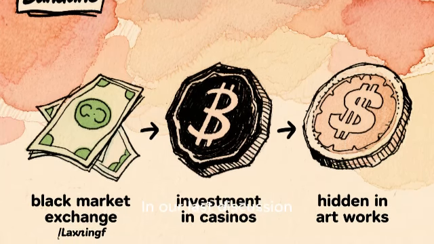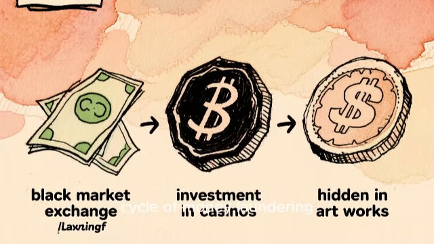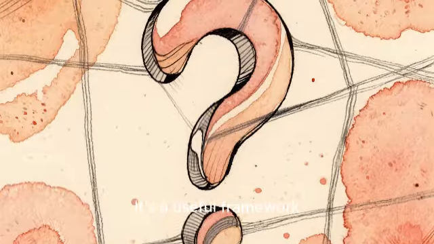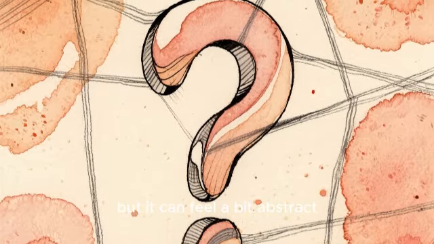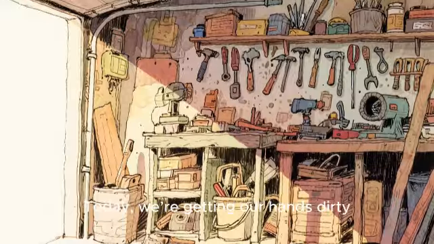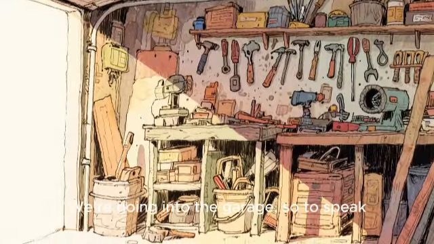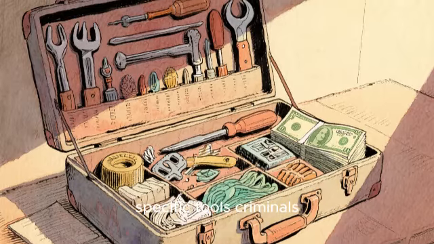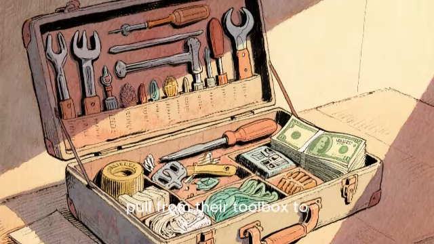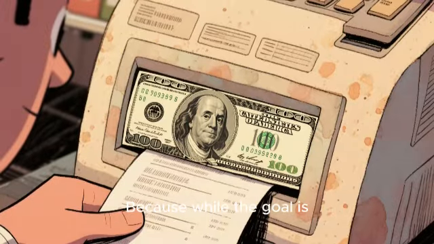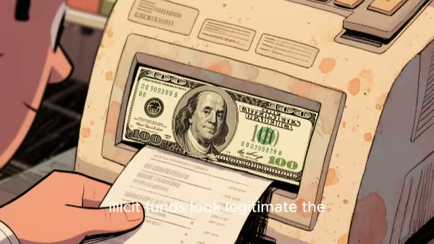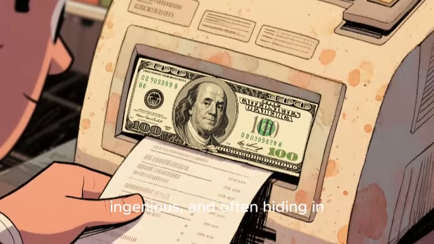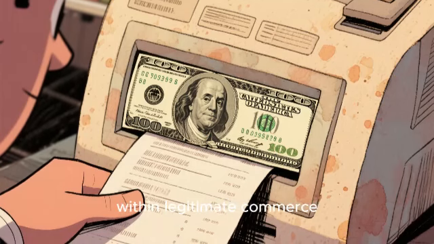In our last discussion, we mapped out the three-stage cycle of money laundering: placement, layering, and integration. It's a useful framework, but it can feel a bit abstract. Today, we're getting our hands dirty. We're going into the garage, so to speak, and looking at the specific tools criminals pull from their toolbox to execute that cycle. Because while the goal is always the same, to make illicit funds look legitimate, the methods are varied, ingenious, and often hiding in plain sight within legitimate commerce.